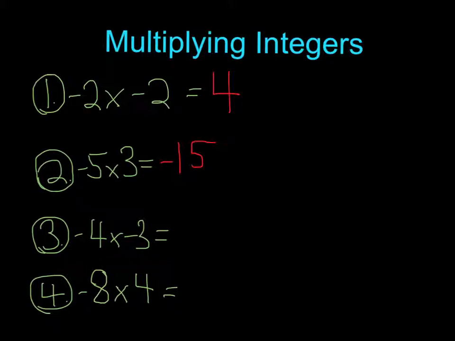For number 3, we're multiplying two negative numbers like we did in number 1. So then our answer is going to be positive 12.